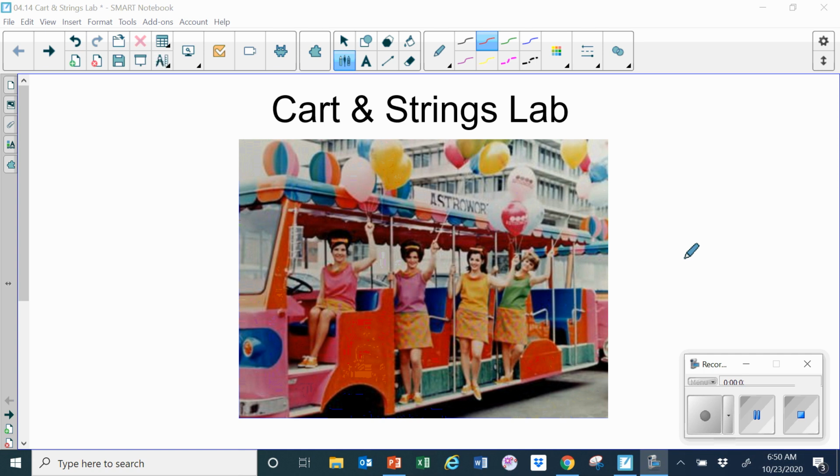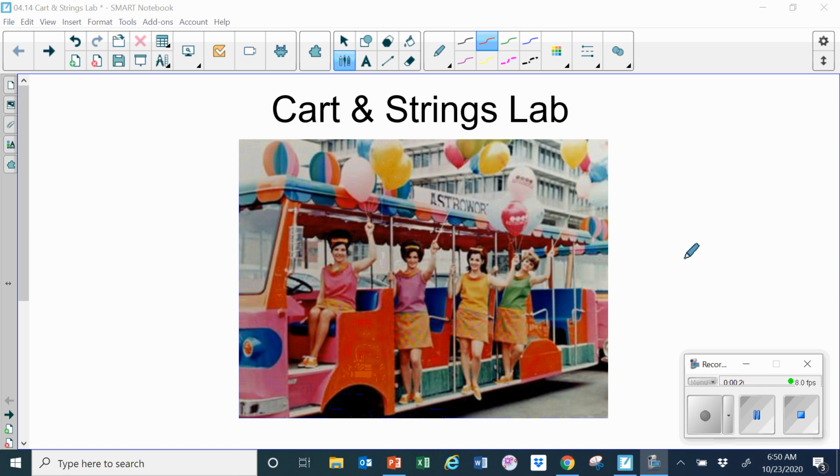Okay, this is an introduction to the Cart and Strings Lab. Now let's talk about the purpose of the lab first. What you're going to be doing is looking at a train of objects, like an amusement park parking shuttle train, that are connected together with brackets.